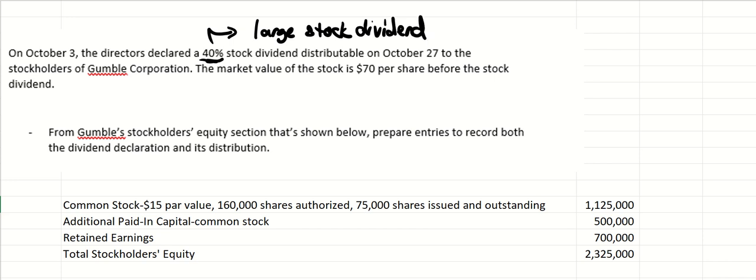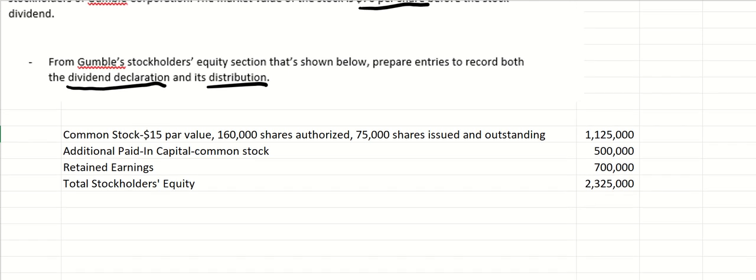All right, so the market value of the stock is $70 per share. And this is before the stock dividend occurred. From Gumbo's stockholders' equity section that's shown below, we're going to have to prepare entries to record both the dividend declaration and its distribution. So below here, this is our equity section of the corporation.